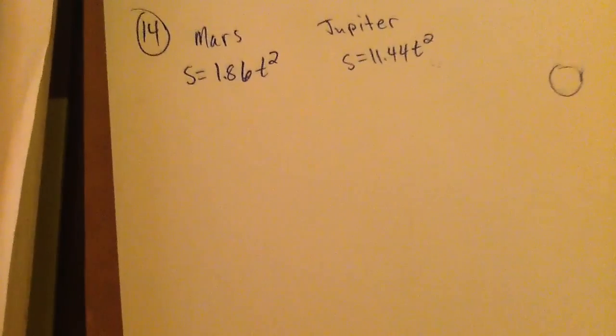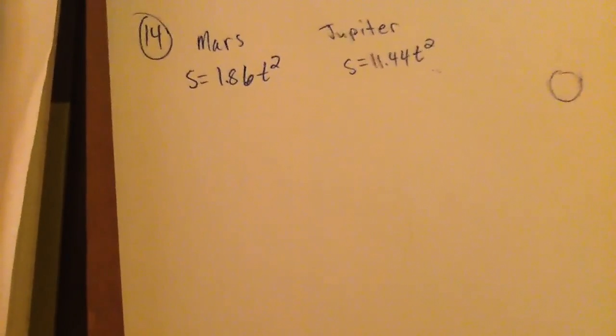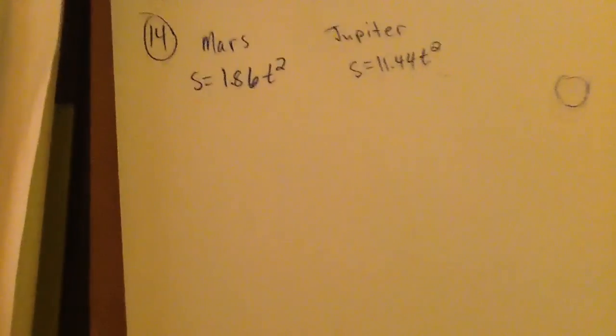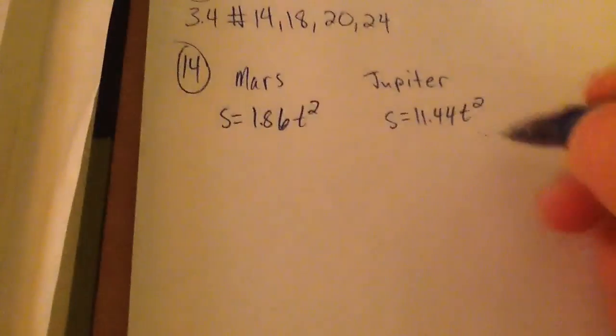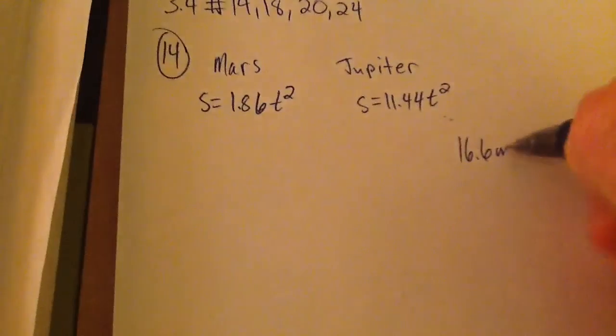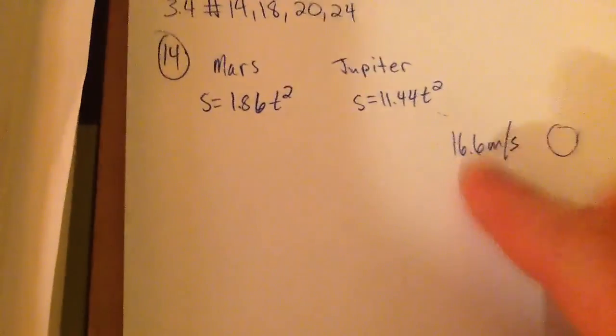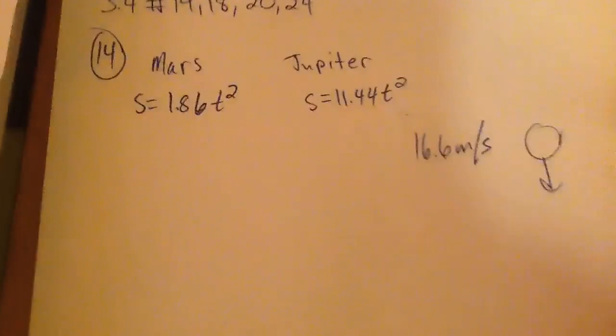And it says, how long would it take a rock falling from rest to reach a velocity of 16.6 meters per second on each planet? So the question is asking for how long it would take a rock falling to reach that velocity.